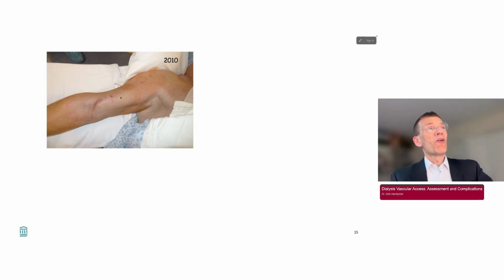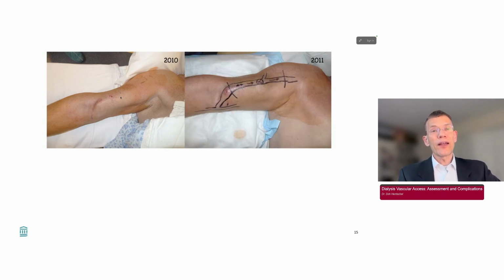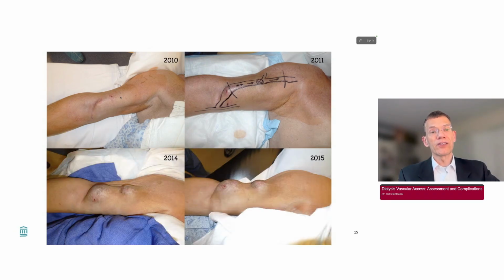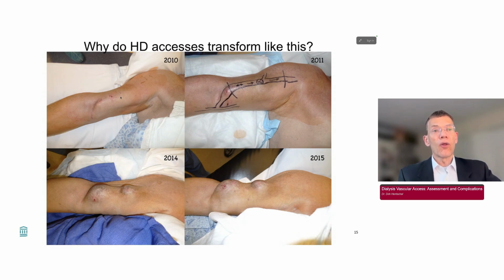Here's an example, again, of a right upper arm access. I showed you that initial photo. You're familiar with it already. Within a relatively short time, and then over the years, it develops larger and larger needle insertion site aneurysms. So what is the force, or why is it that dialysis accesses transform like this?